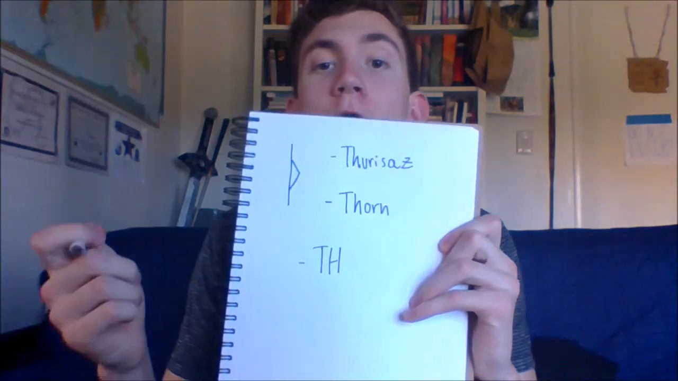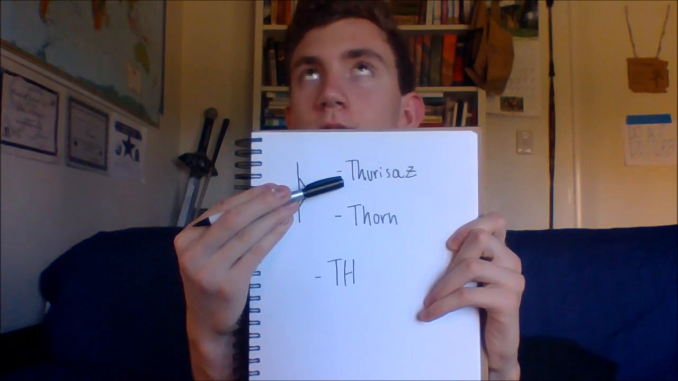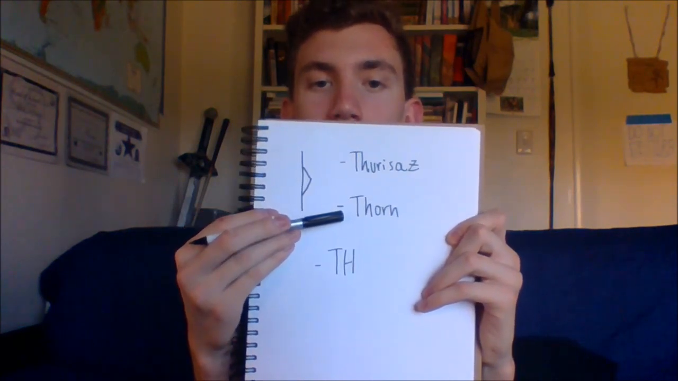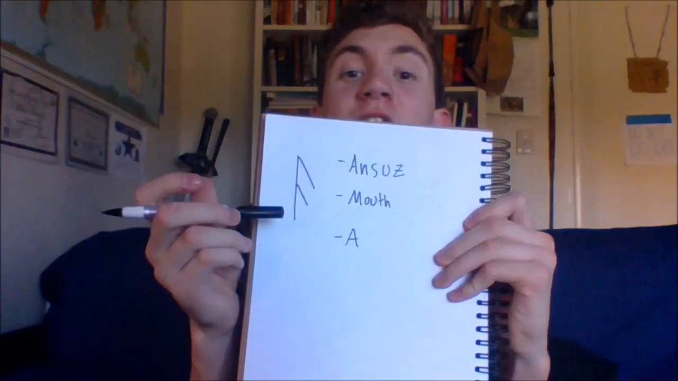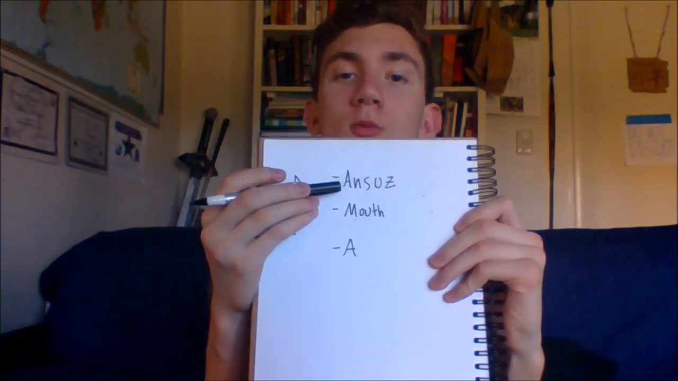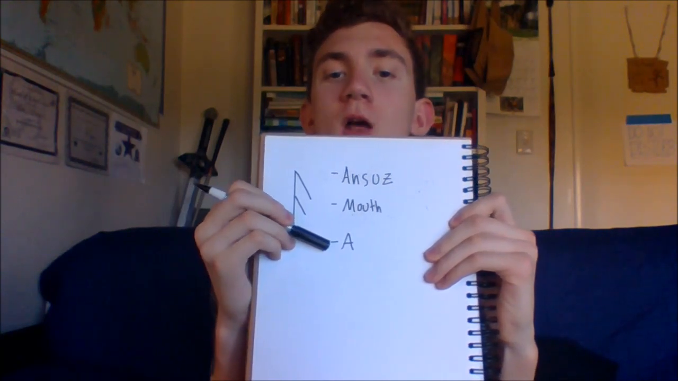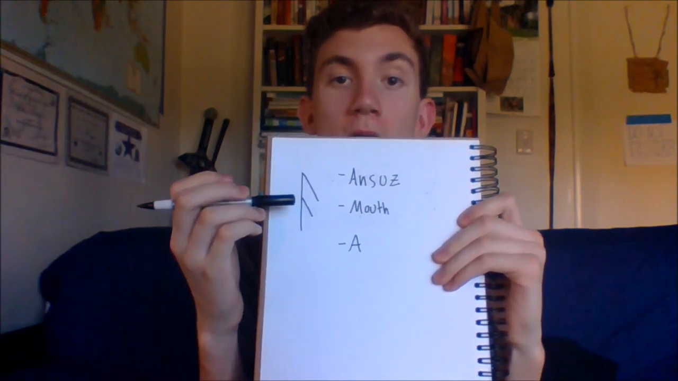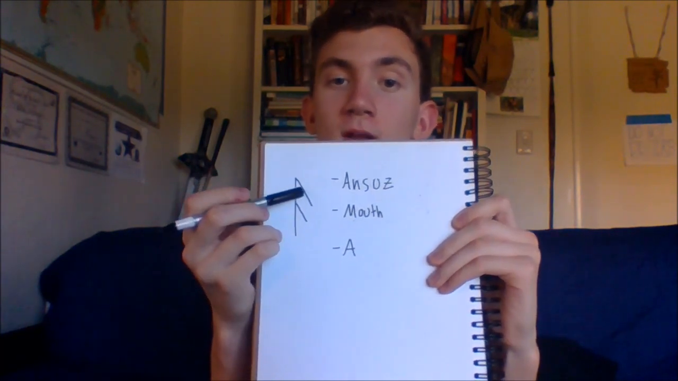Then we have Thurisaz. This is it right here. That's how you say the word. This is what it means, thorn. This is the English counterpart. Then we have Ansuz. This is how it's spelled, this is what it means, and this is the English counterpart. So you know how the F had its lines pointed upwards? This one is pointed downwards.